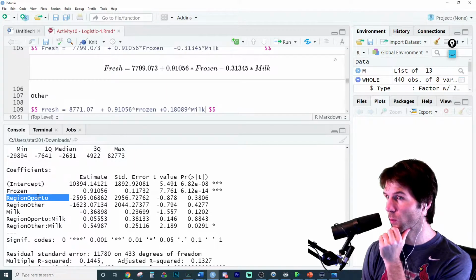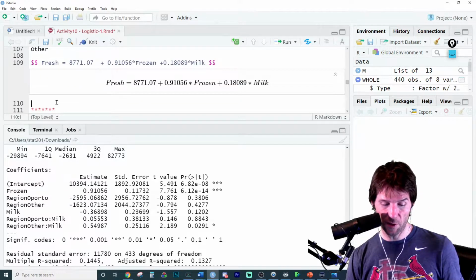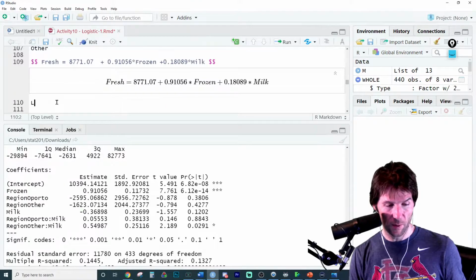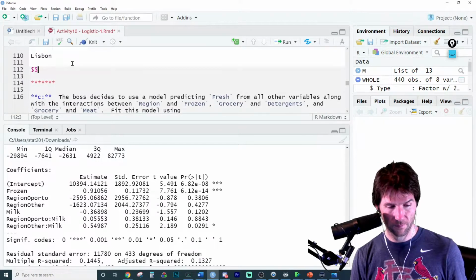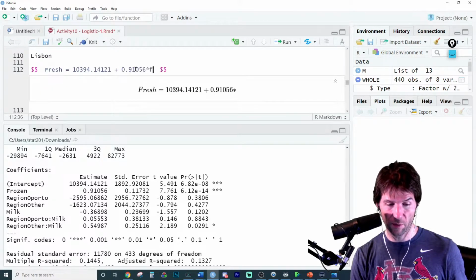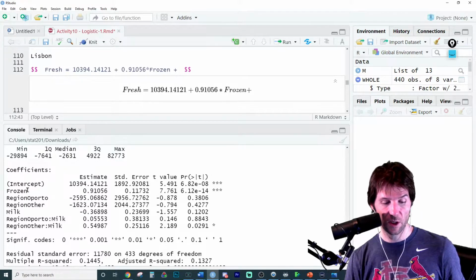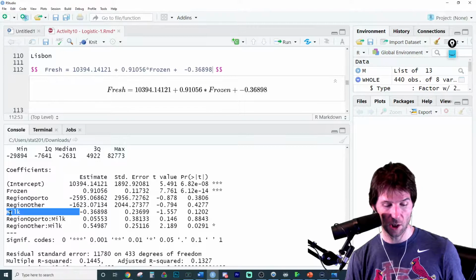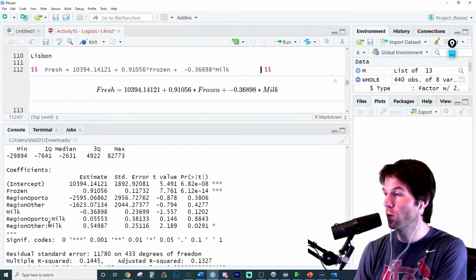A last thing to ask yourself is, what would be the equation for region Lisbon? It wasn't listed for us to do, but we should be able to do it. We are predicting fresh. It's the easiest one to write, so let's do it. Predicting fresh equals the intercept, plus this times frozen. Since there are no interactions, we don't change the intercept because region Lisbon is the original one. And milk has no interaction on it because milk is not being predicted for one of the other regions like Porto or the other regions.